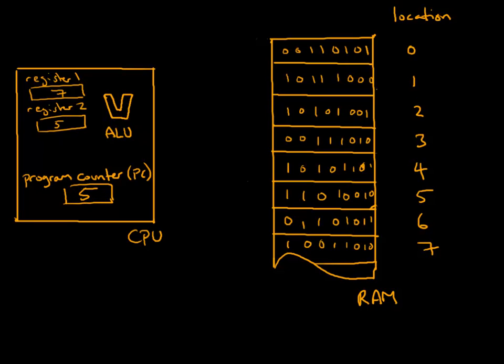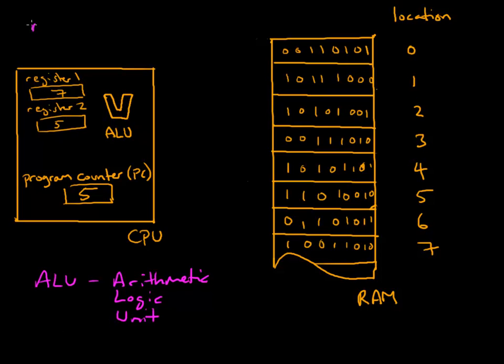We've also got some other things in here, so let's take a look at what those things are. We've got something called an ALU here, and that is an arithmetic logic unit. And that's doing our arithmetic for us, so it will do addition, subtraction, multiplication, division, that type of thing.